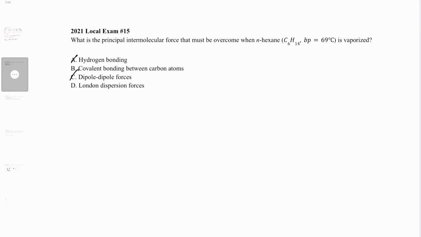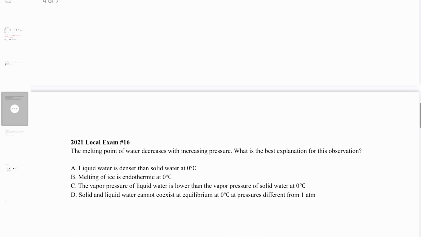So A and C are out. B, covalent bonding between carbon atoms. Those aren't intermolecular forces. Those are intramolecular forces. So B is wrong, and therefore D is the right answer. That's 15. Let's go to 16.